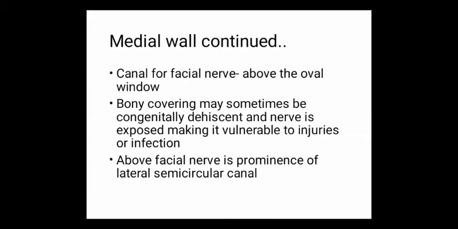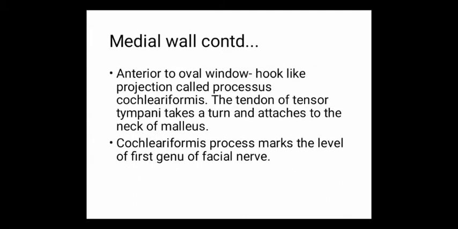Bony covering of this canal may sometimes be congenitally dehiscent and nerve is exposed, making it vulnerable to injuries or infection. Above the facial nerve, there is prominence of lateral semicircular canal. Anterior to the oval window, there is hook-like projection called the processus cochleiformis, around which the tendon of tensor tympani muscle takes a turn and attaches to the neck of malleus. Cochleiformis process marks the level of first genu of facial nerve.